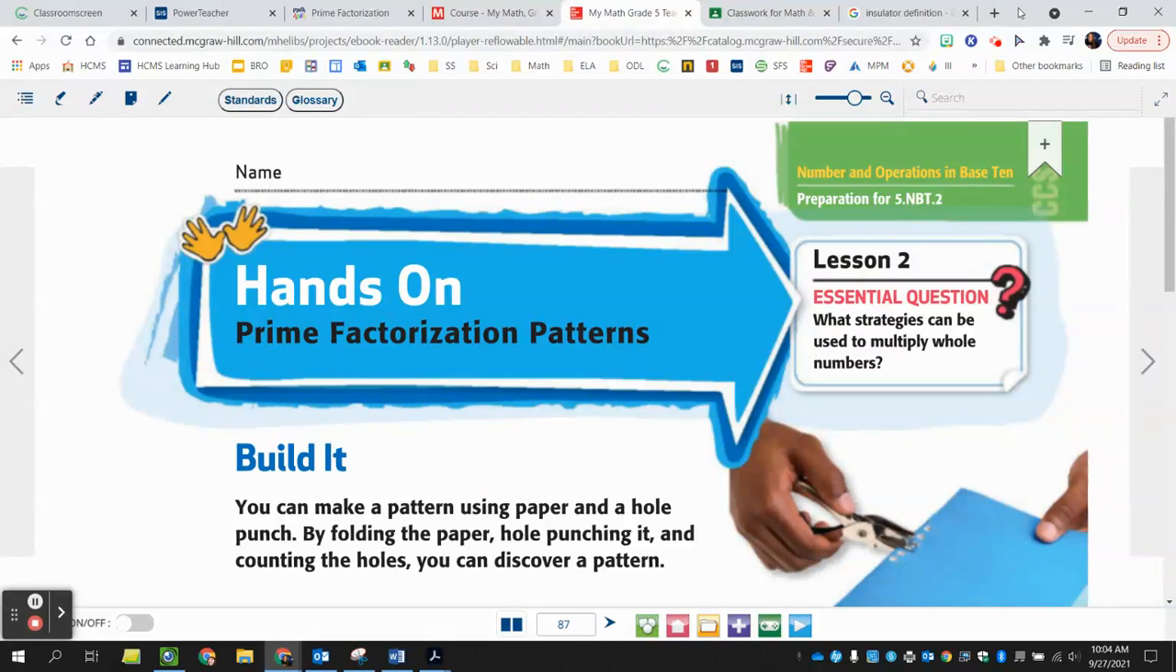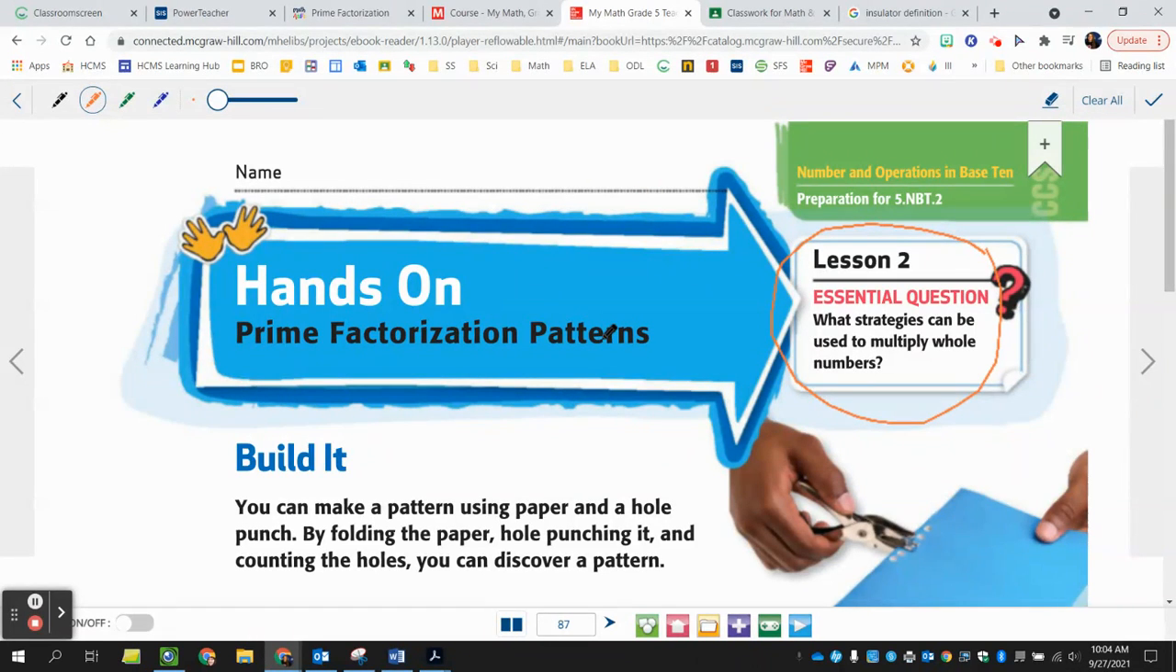Hello and welcome to Chapter 2, Lesson 2. We are starting on page 87 in our books. Again, the essential question is, what strategies can be used to multiply whole numbers?